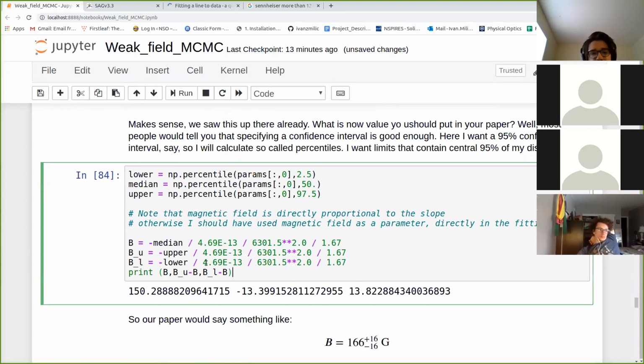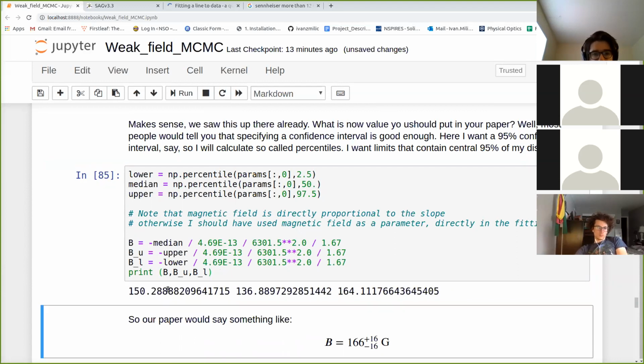So now I'm getting my median value, right, which is 150. Let's get rid of this just so that things are more clear. I'm getting my lower confidence value, which is 136.88, and I have my upper limit, which is 164.11.